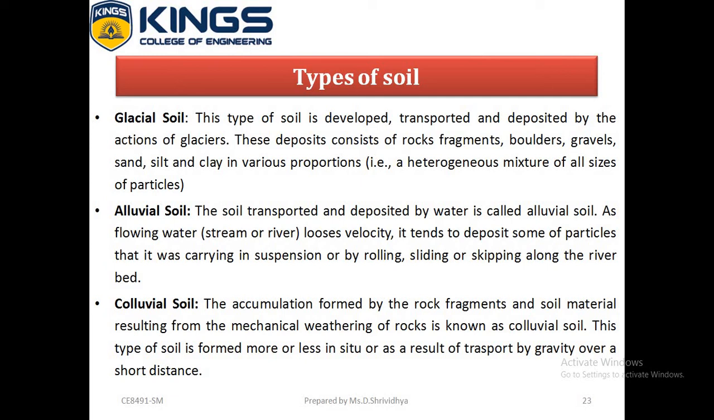Next, let me see what is colluvial soil. The accumulation formed by the rock fragments and soil material resulting from the mechanical weathering of rocks is called colluvial soil. This type of soil is formed more or less in situ or as a result of transport by gravity over a short distance.